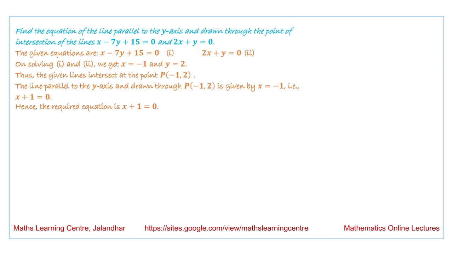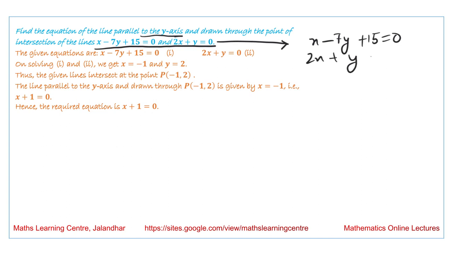Next is find the equation of the line parallel to the y-axis and drawn through the point of intersection of these two lines. So we are calculating first the point of intersection. The equations we have are x minus 7y plus 15 is equal to 0 and 2x plus y is equal to 0.